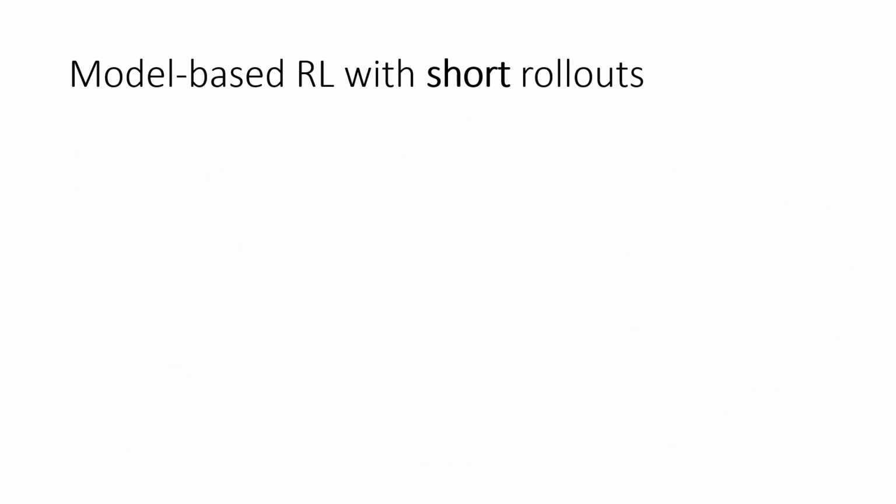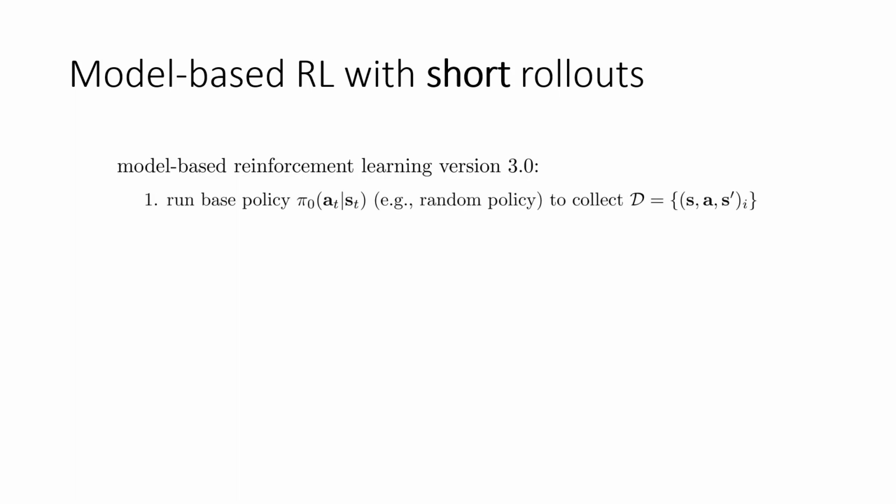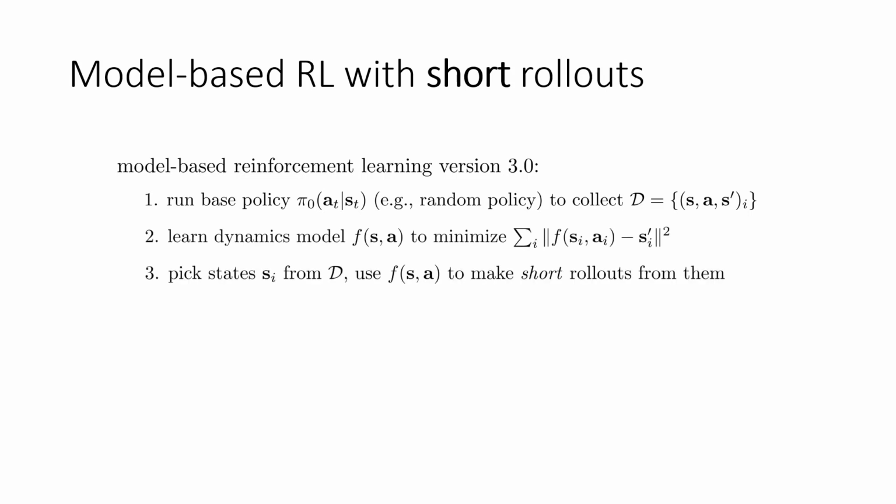Right. So model-based RL with short rollouts is something that we could call model-based RL version 3.0. And this is actually getting much closer to the kinds of methods that people actually use in practice. So the way these methods work is just like before, they would collect some data, use that data to train up a model, then they would pick some states from the data set that they collected in the real world, and then use the model to make short rollouts from those states. And these can be very short. They can be as short as one time step. In practical algorithms, even when they're longer, they're on the order of 10 time steps. So very short, much shorter than the full horizon of the problem.